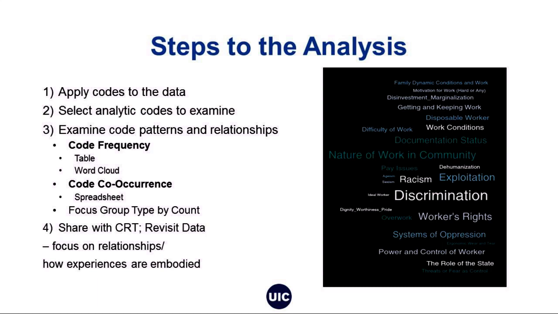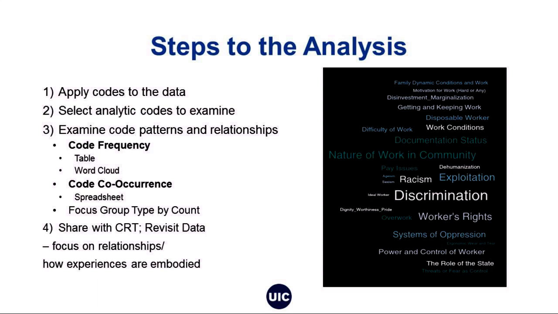And we did a couple things with the codes. We looked at code frequency, co-occurrence, and focus group type by count. I'm going to give you some examples. This word cloud here just shows frequency by the size of the code. These are all codes. So issues related to discrimination and the nature of work in the community emerged as most frequent. That doesn't tell us much. It just tells us that we coded those things a lot.